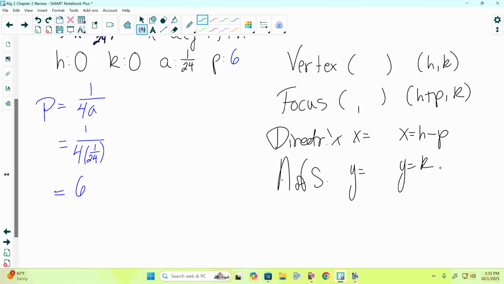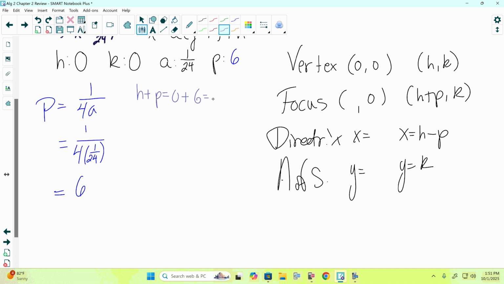Questions on h, k, a, or p, how we found those? So the vertex is h comma k, so that'd be 0 comma 0. The focus is h plus p comma k. We can fill in the k value. We still need to find h plus p.